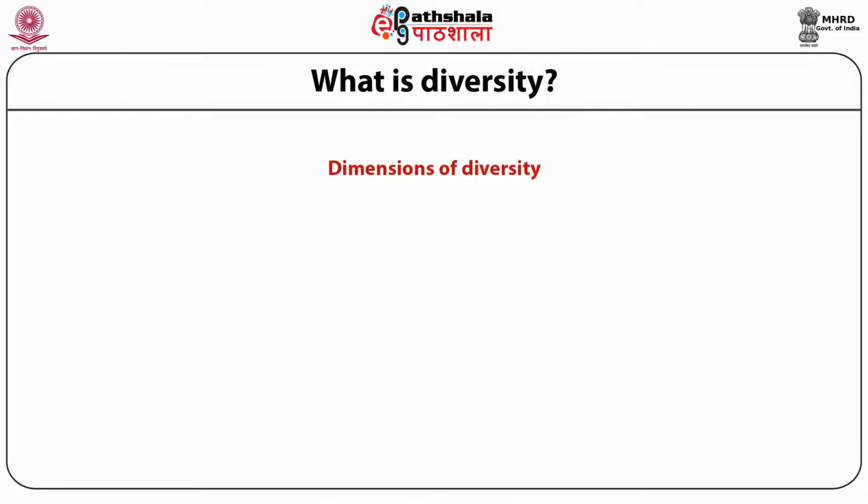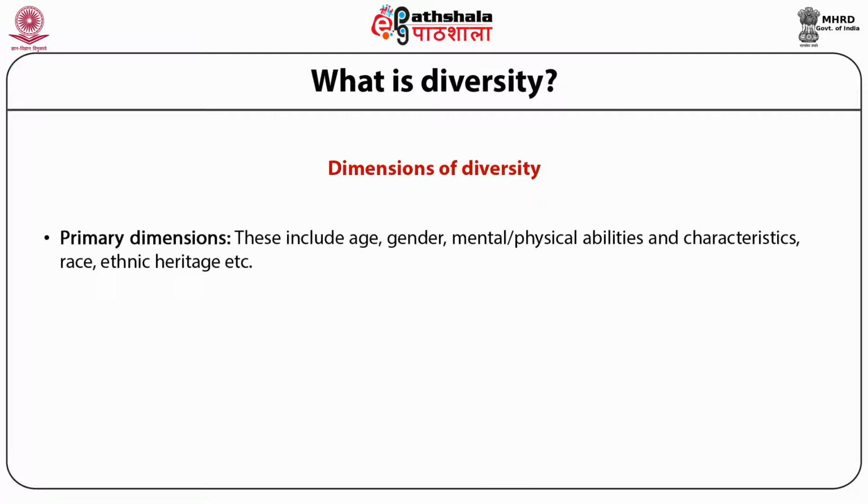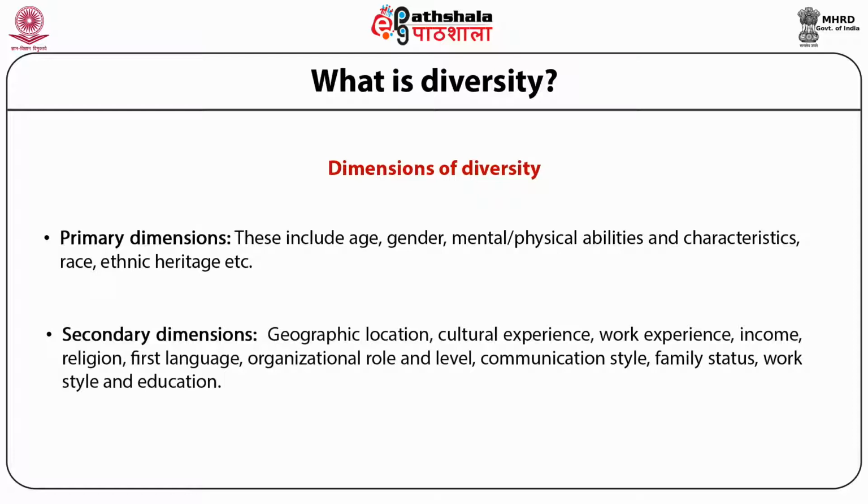There are two dimensions of workforce diversity, primary dimensions and secondary dimensions. The primary dimensions include age, gender, mental and physical abilities and characteristics, race, ethnic heritage and sexual orientation. Secondary dimensions include geographical location, cultural experience, work experience, income, religion, first language, hierarchical position in the organization, communication, work style, education level, and family status.